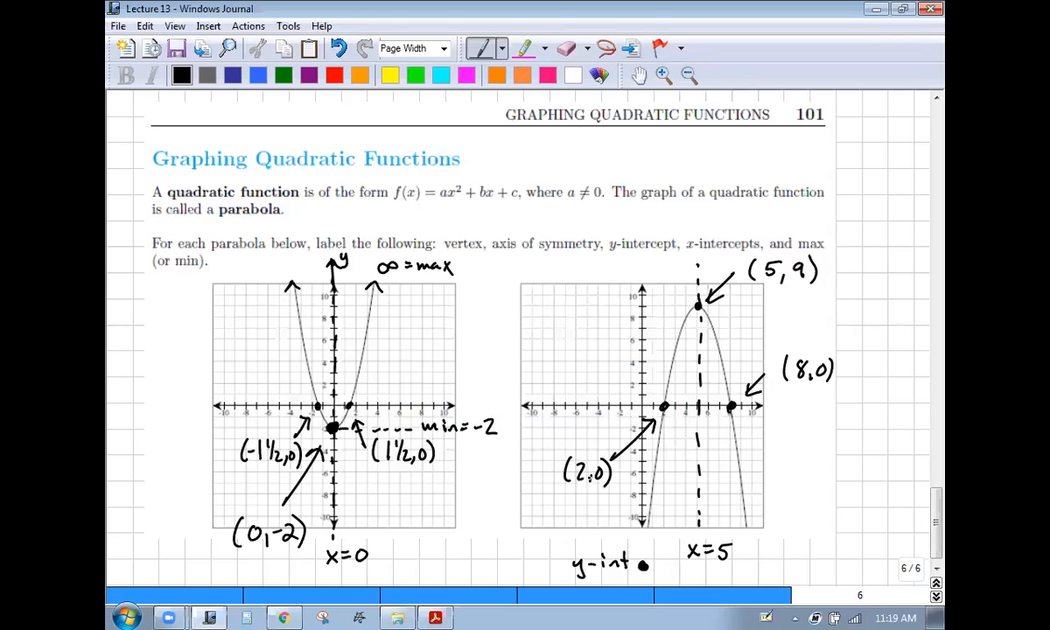Now the maximum and the minimum. The highest this thing gets is 9. I'll put that there, 9. The minimum is negative infinity. It goes forever downwards. So there are the main properties of parabolas.